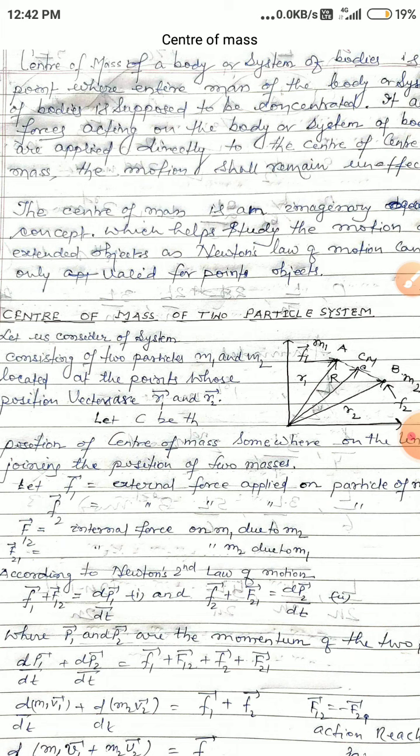We know that Newton's laws of motion are valid for point masses only. To study the motion of extended objects, large size objects, by using Newton's laws of motion, the concept of center of mass has been introduced. Center of mass is defined as the point where the entire mass of the body is supposed to be concentrated.